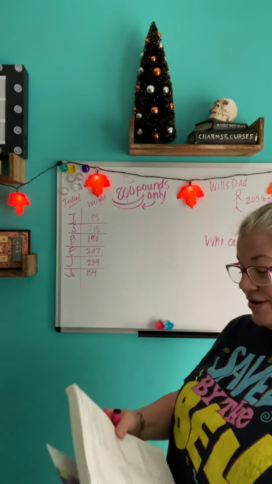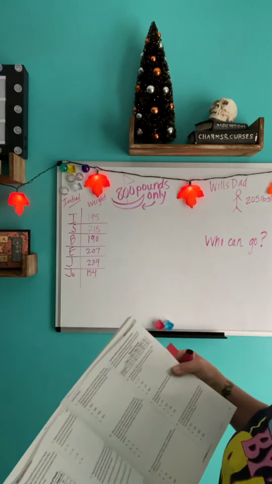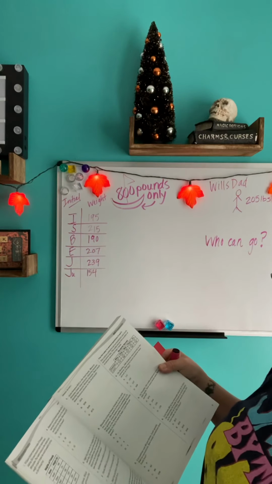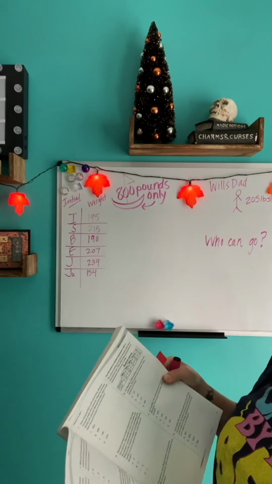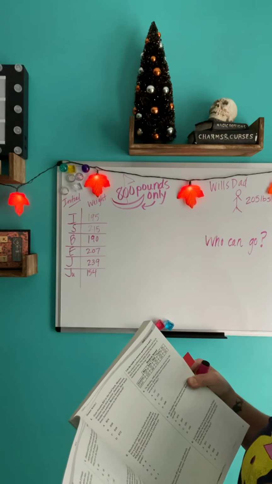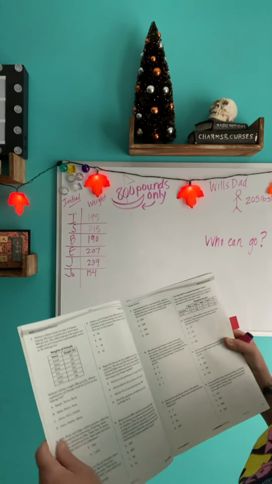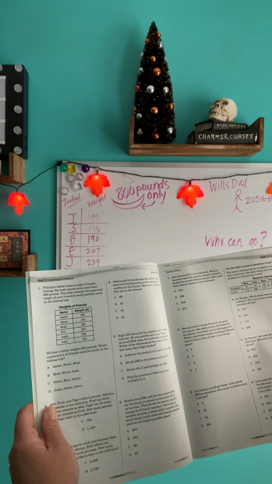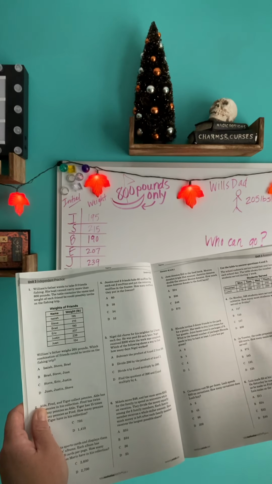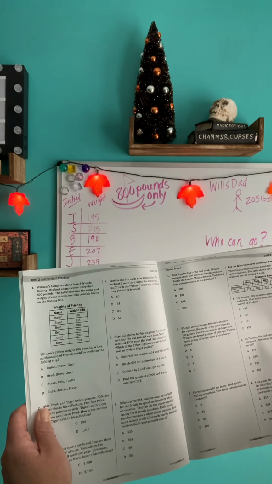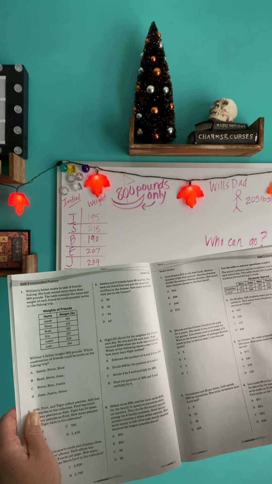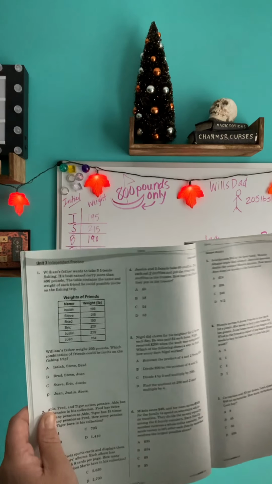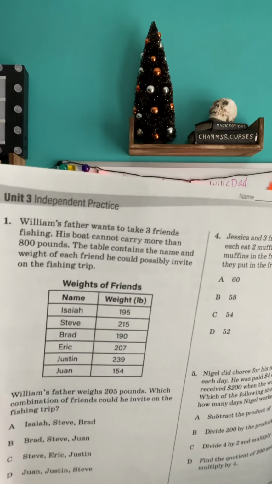We'll get started. Number 1 on page 20, it says, William's father wants to take 3 friends fishing. His boat cannot carry more than 800 pounds. The table contains the name and weight of each friend he could possibly invite. And I hope you can see that. There's a photo as well.